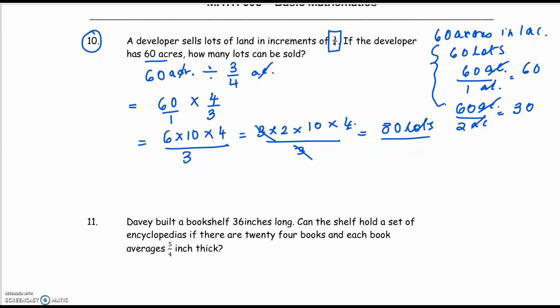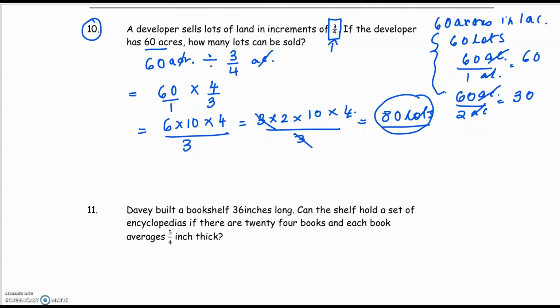So the way you interpret the problem is if the developer is going to sell lots that are 3/4 of an acre each, then we'd have to divide the 60 acres into 3/4 acre lots. And when we do the division, we get the number of lots that he can sell.